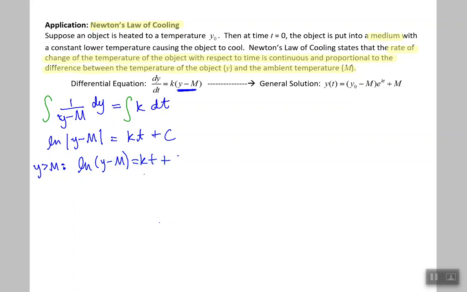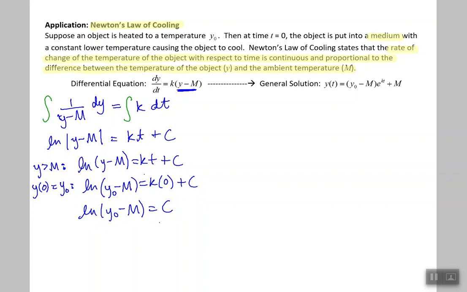equals kt plus c. Now we apply our initial condition, which is that the y value at time 0 is represented as y sub 0, similarly to when we did uninhibited growth and decay. So it looks like this to solve for c. Natural log of, instead of y, y sub 0 minus the constant m equals k times 0 plus c. k times 0 is 0, so natural log of y sub 0 minus m simply equals c.